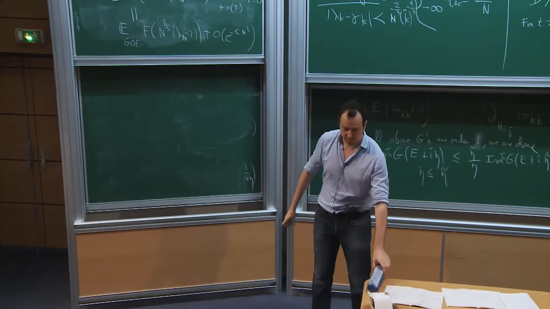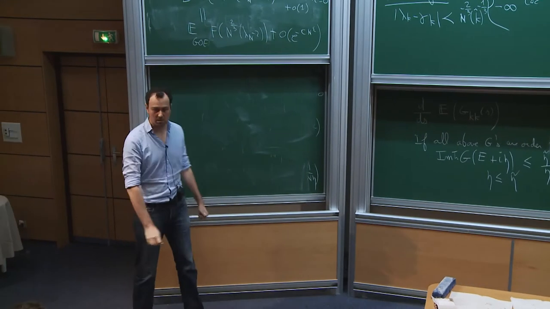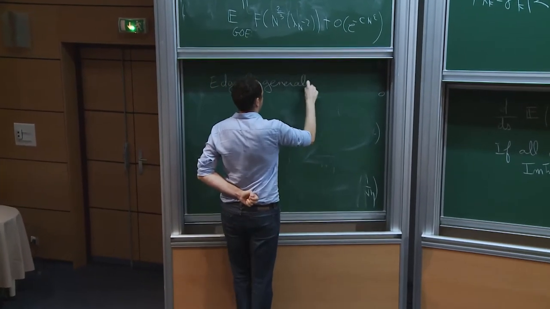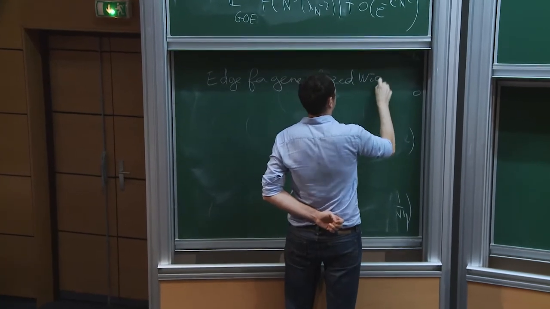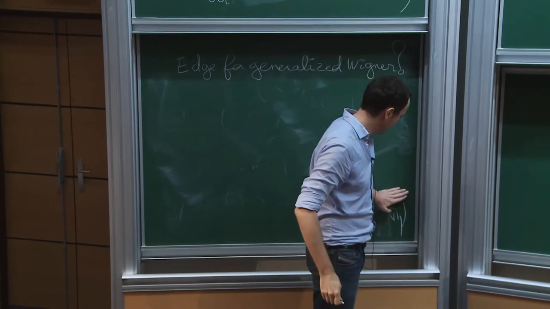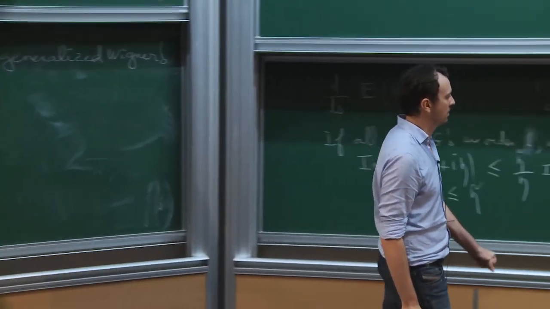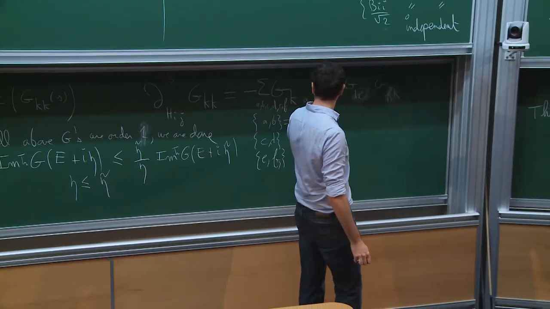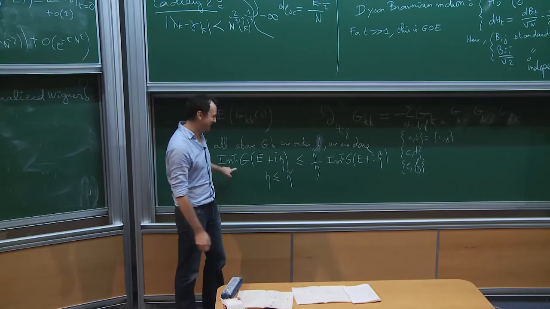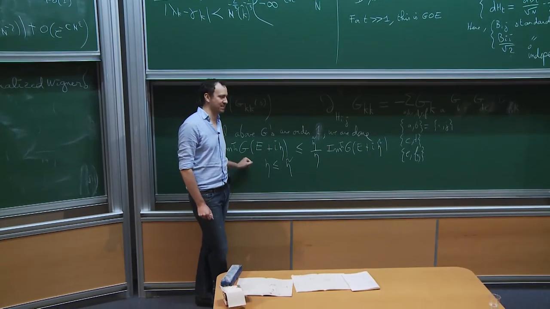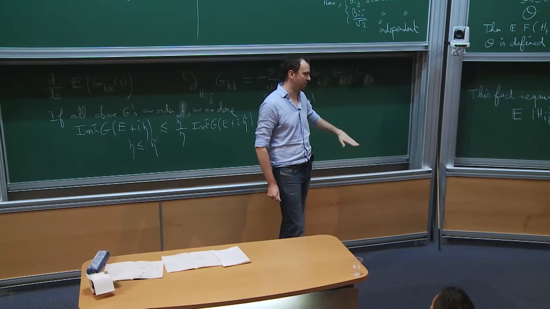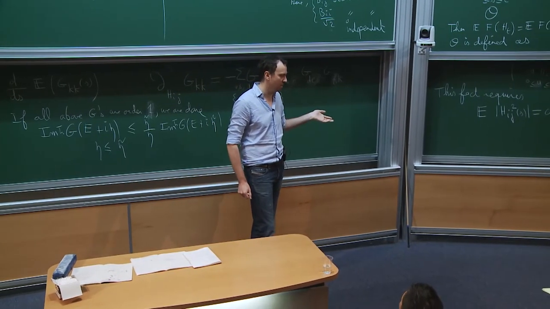So let's keep talking about the edge, but for generalized Wigner now. Yes? Are you going to say something about how to bound these terms, these G terms? How to bound which term? In the sum, these products of G's. Oh yeah, so I explained it for the trace. For the trace, if you have a good estimate on mesoscopic scale, you get a slightly deteriorated estimate on the microscopic one, but you only lose a factor n to the 10 epsilon, which is fine.